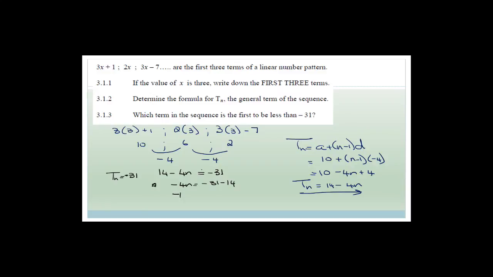Okay, so therefore minus 4n is equal to minus 45. So n is going to be 45 divided by 4, which is 11.1. Therefore, do you agree that n has to be 11? Okay, because if n is 11.1 when it equals minus 31, then surely when n equals 11, then we'll have a sequence less than 31.